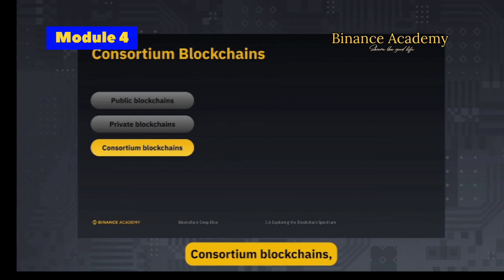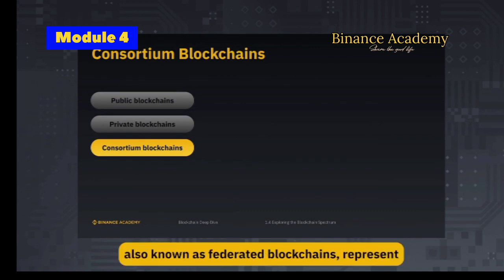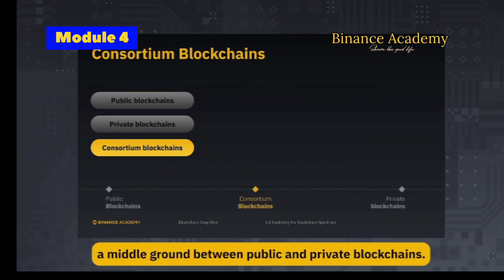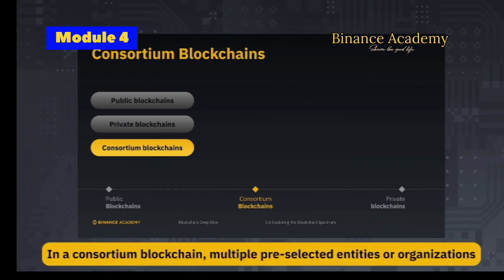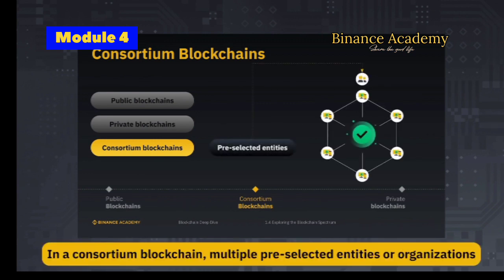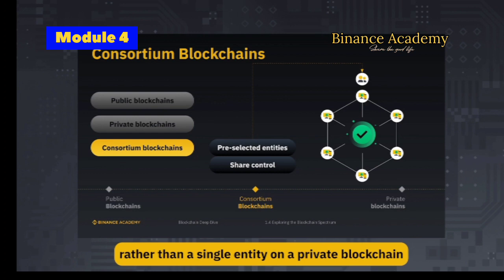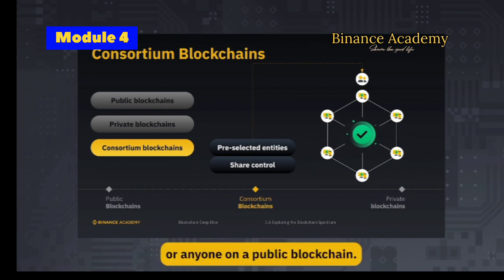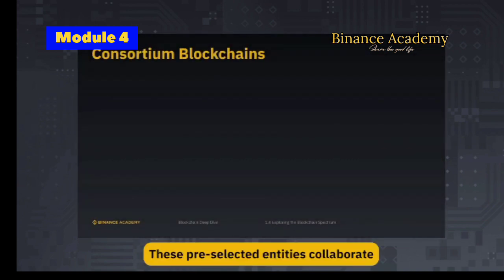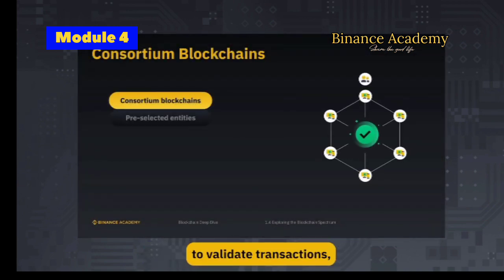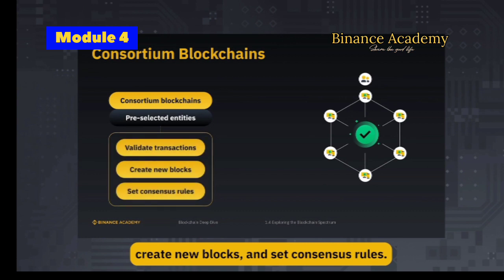Consortium blockchains, also known as federated blockchains, represent a middle ground between public and private blockchains. In a consortium blockchain, multiple pre-selected entities or organizations share the control and responsibility of maintaining the network, rather than a single entity on a private blockchain or anyone on a public blockchain. These pre-selected entities collaborate to validate transactions, create new blocks, and set consensus rules.